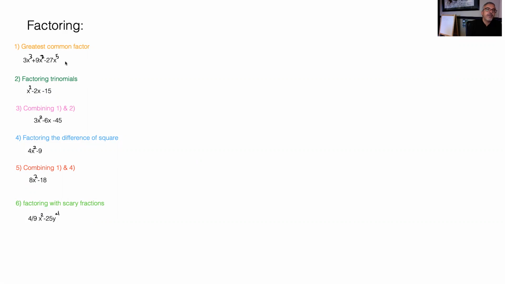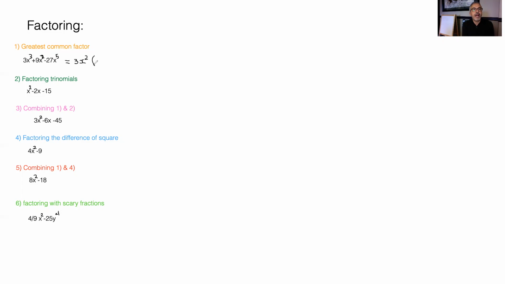So greatest common factor, basically, you look for the largest number that goes into this and the largest variable, or the variable with the largest exponent. So the largest number that goes into all terms in here is 3. And the x with the highest exponent that goes into all of them is x squared.